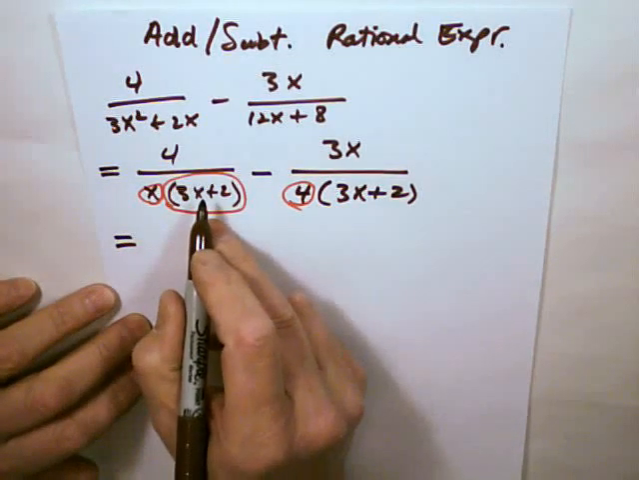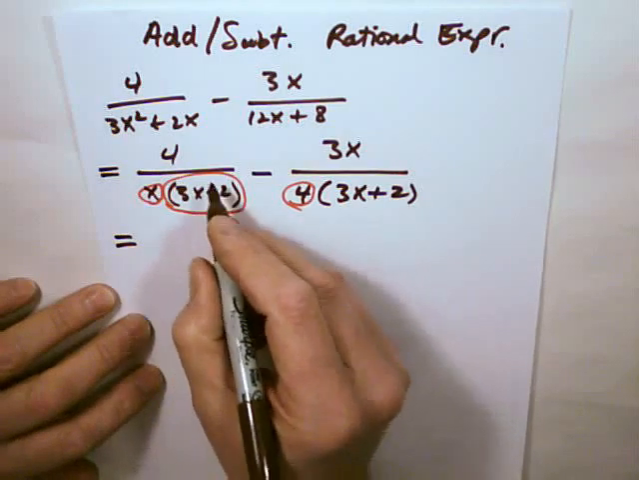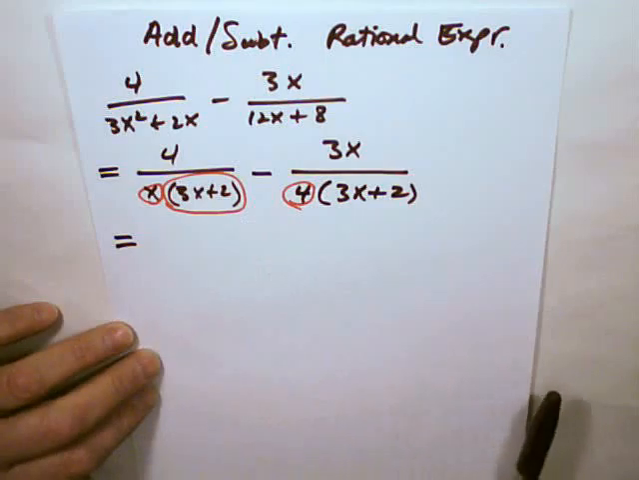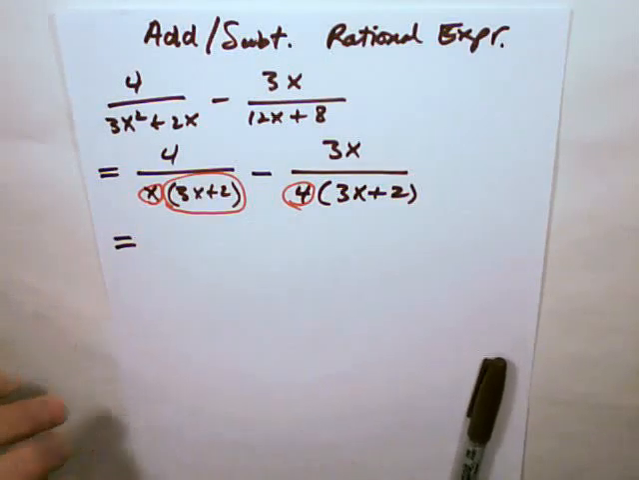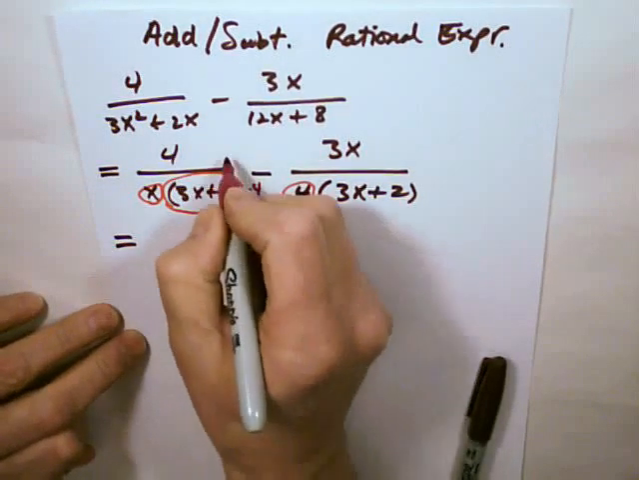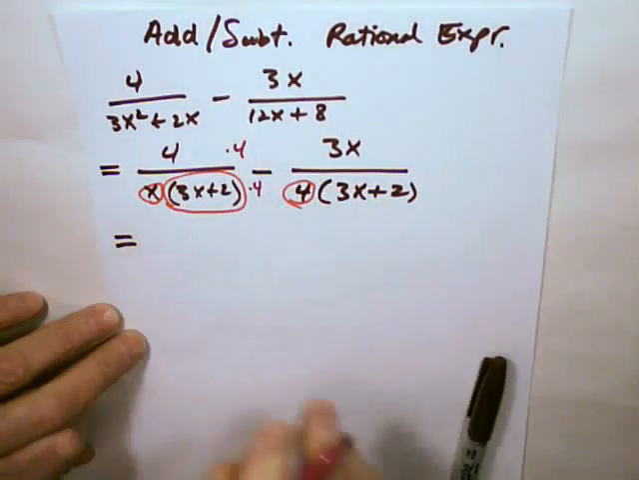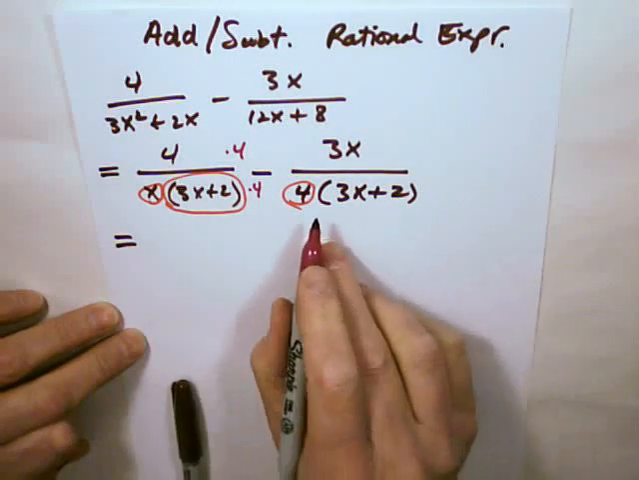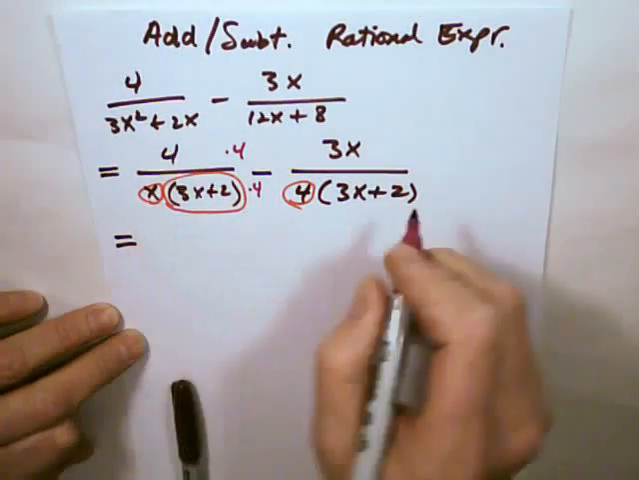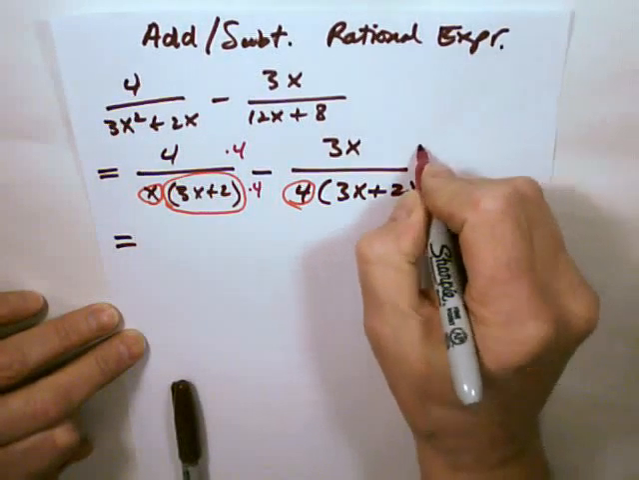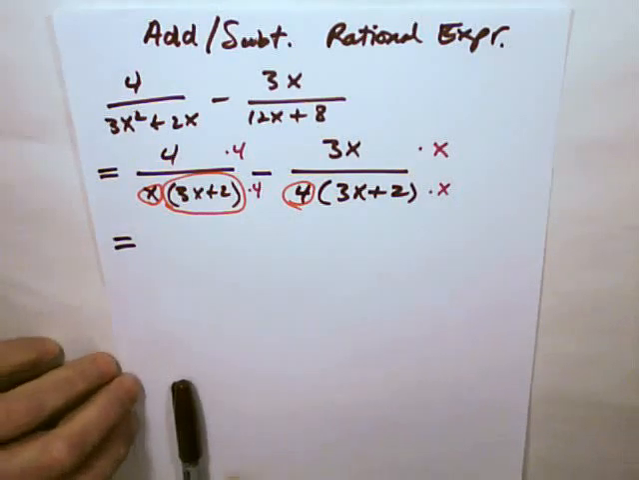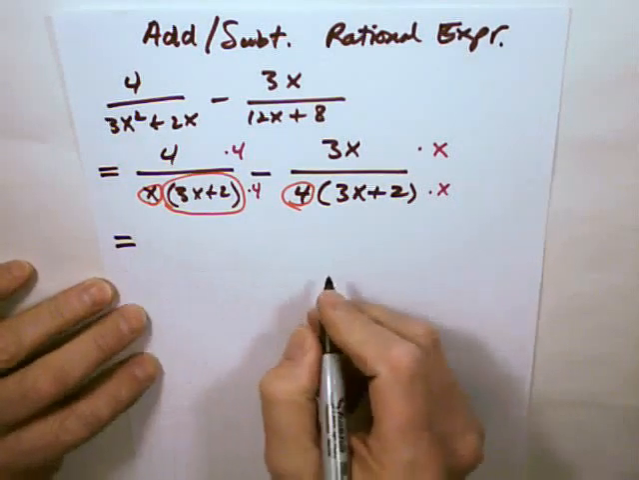In order to get that common denominator, I need to take this fraction and introduce a factor of 4 in the denominator, don't I? So I'm going to multiply that by 4. Well, if I do that in the denominator, I have to do that in the numerator. What do I need to do over here? Well, I've already got the 4, the 3x plus 2, but I don't have an x. So I need to multiply by an x.